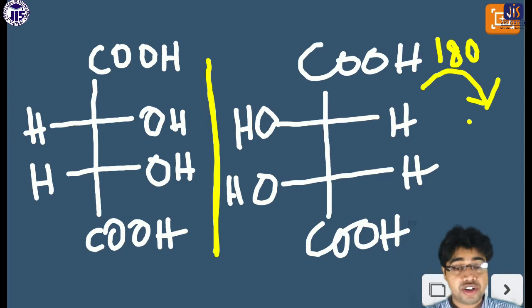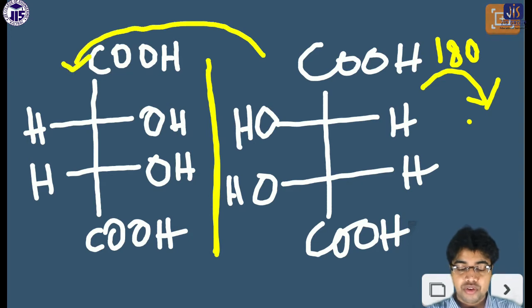If you rotate the compound 180 degrees, it exactly overlaps with this compound. So that indicates that these two are homomers, not enantiomers. It should be clear to you which is the homomer, which is the enantiomer, and which is the diastereomer. All these things should be clear to you.